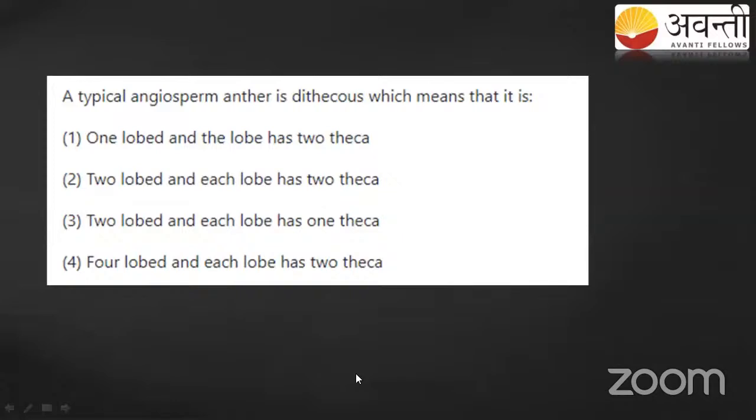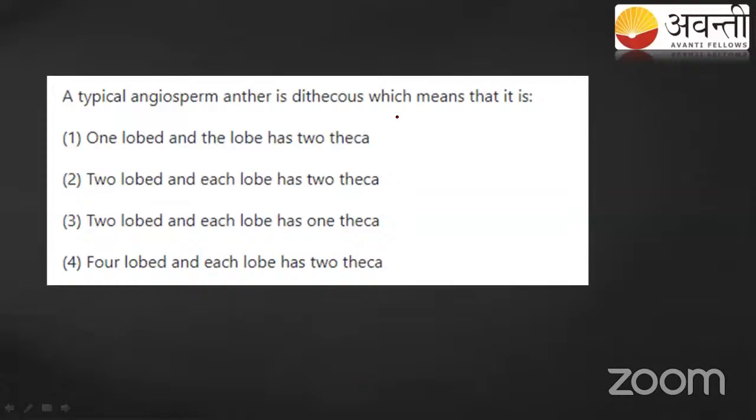And the results are like this. 21% of the people have chosen option A. 55% of the people have chosen option B. 21% of the people have chosen option C, and only 3% of people chose option D. And why did you choose option D?